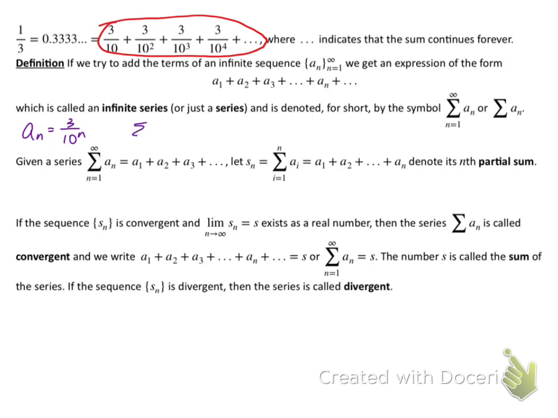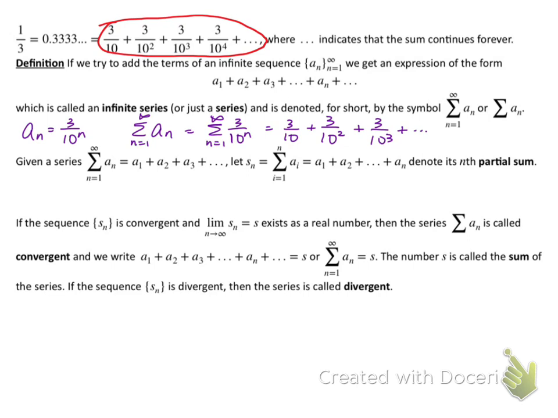So our sigma a_n will be the sum from n equals 1 to infinity of 3 over 10 to the nth power. When n equals 1, that's 3 tenths, n equals 2, you have 10 squared, n equals 3, you have 10 to the third power, and it keeps going. Okay, so that's our series, the one I circled.